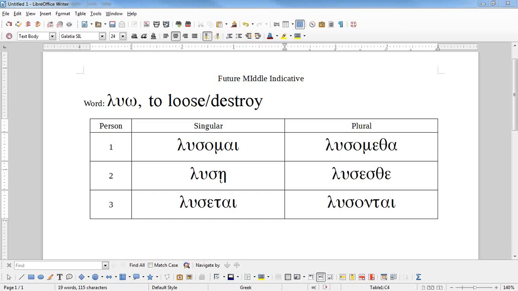All right. Let's all lose our minds together. The second singular, yes, which is luse. Luse. Good. Third is lusetai. Lusetai. Lusometha, plural first. Lusometha. Good. Luseste. Luseste. Good. And lusontai. Lusontai. Good. All right. So those are the four indicative forms we went through.